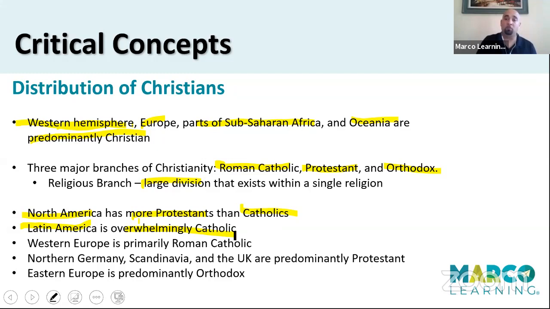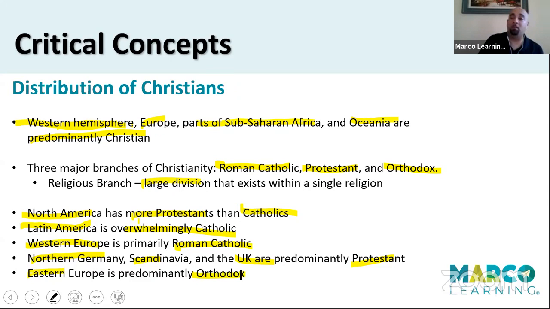Next, Western Europe is primarily Roman Catholic. So you're looking at Spain, Portugal, France, Italy. Those are primarily Catholic, but you have large concentrations in Northern Europe. So Northern Germany, Scandinavia, the UK, they are predominantly Protestant. And when you go further east, Eastern Europe is predominantly Orthodox.